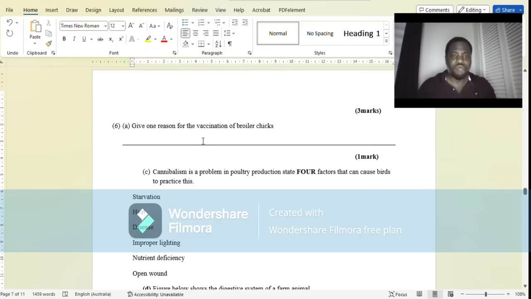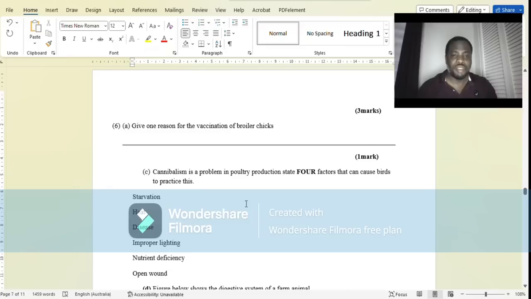All right. So it says, give one reason for the vaccination of broiler birds or broiler chicks. And we know that they are vaccinated to basically improve their survival or protection against the occurrence of a disease. Some of these diseases will cause the death of the bird. So vaccination helps to do that.